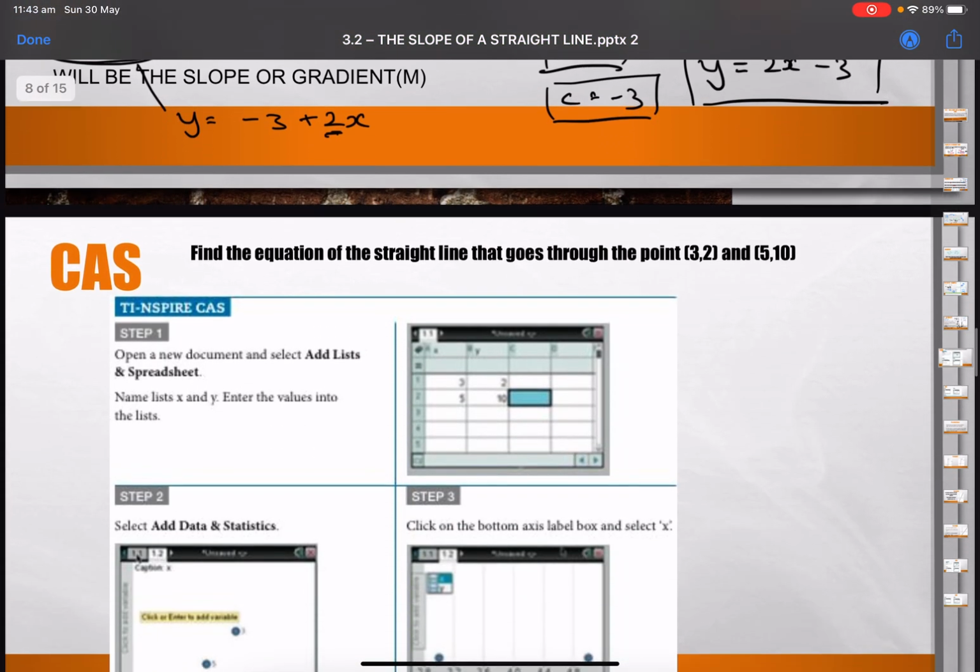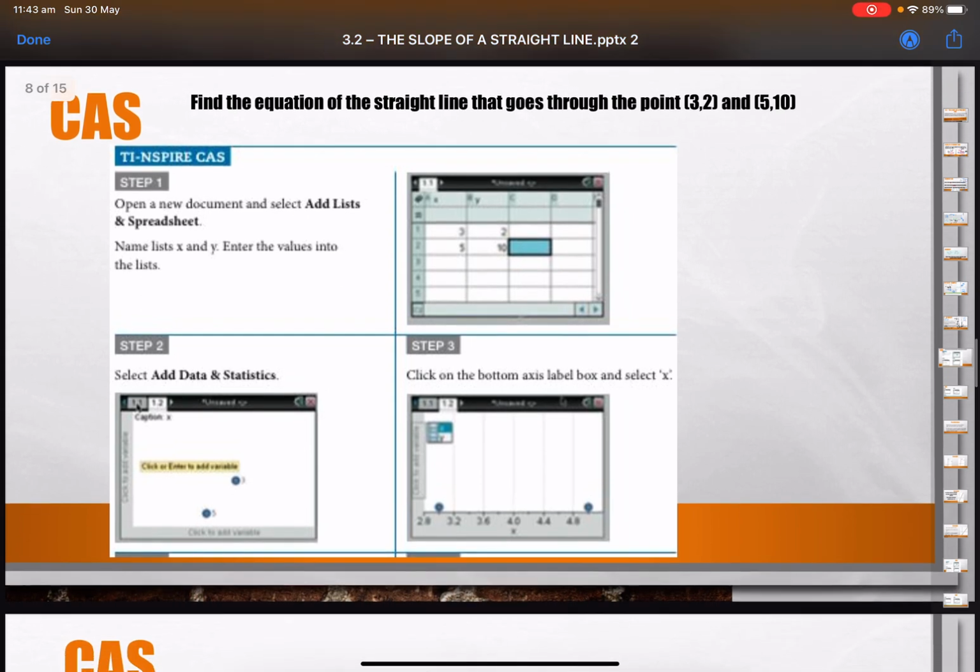All right, on to looking at how we do this on a calculator. We could be asked to find the equation of a straight line that goes through the points (3, 2) and (5, 10). You can do the same thing as we did before, where we plot the two points, or we can find the gradient first. But on your CAS, since we've got it, we have our steps.